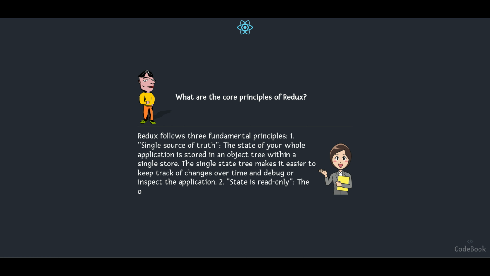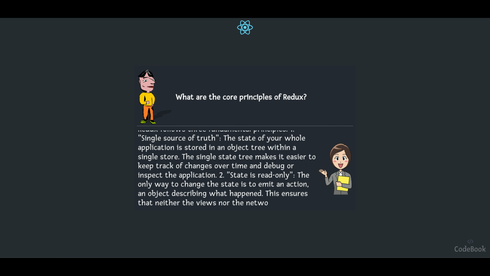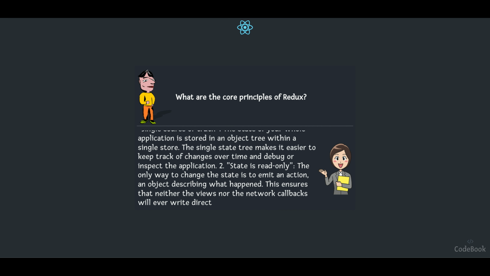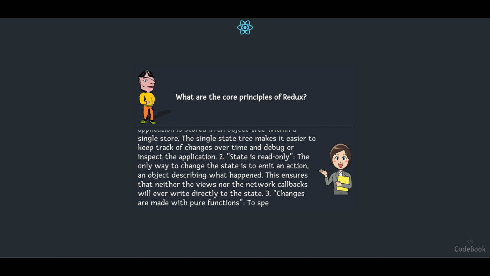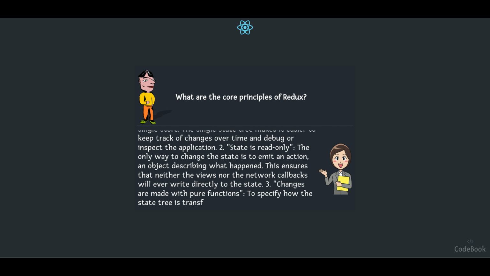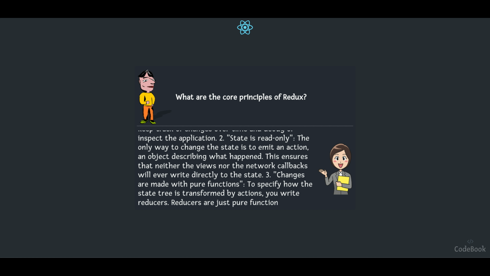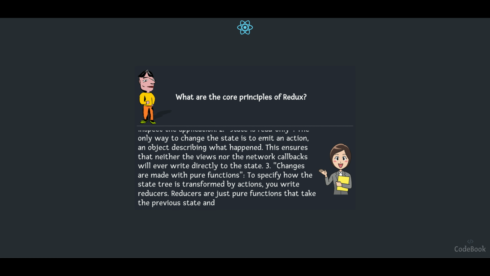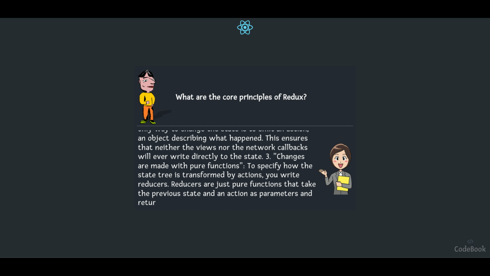2. State is read-only. The only way to change the state is to emit an action, an object describing what happened. This ensures that neither the views nor the network callbacks will ever write directly to the state. 3. Changes are made with pure functions. To specify how the state tree is transformed by actions, you write reducers. Reducers are just pure functions that take the previous state and an action as parameters and return the next state.